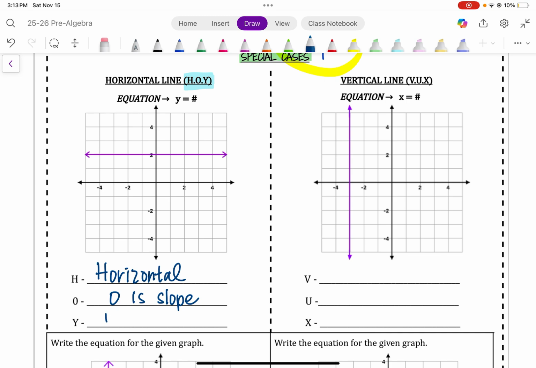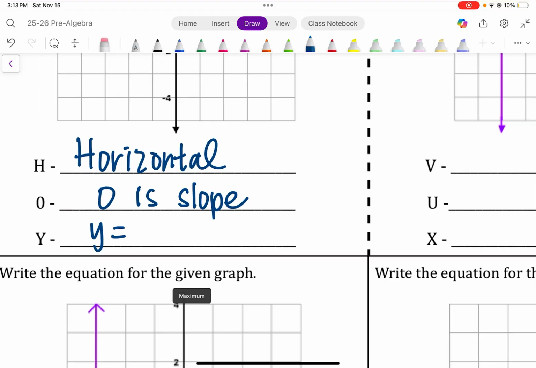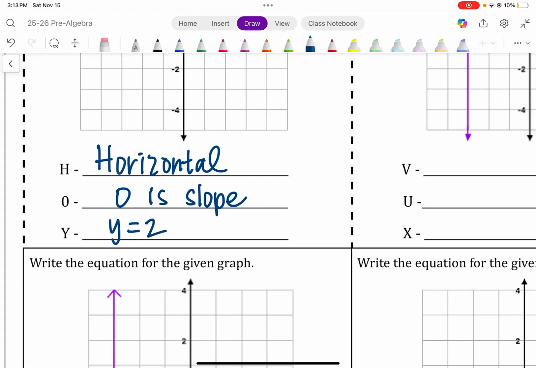And then the equation is y equals a number. In this case, I've got a point at (0, 2) and I've got a point at (4, 2). Every single point on this line, and I'm just picking random points, has a y value of 2. So we use HOY to show that the equation is just going to be y equals a number. So in this case, y equals 2.